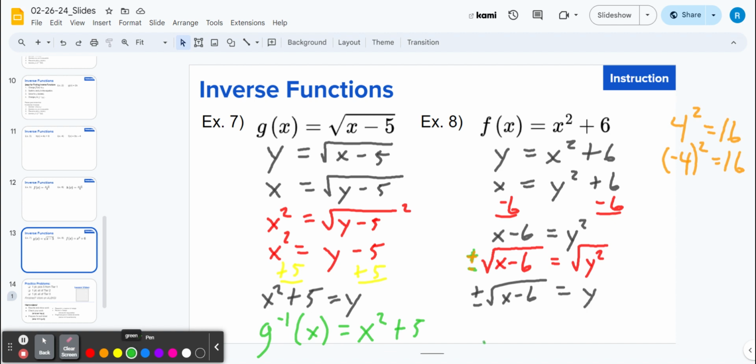And finally, I'll just write this in our inverse notation. Our inverse of f equals plus or minus the square root of x minus 6.